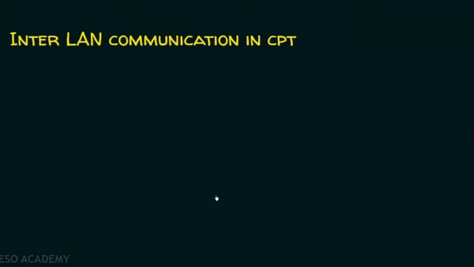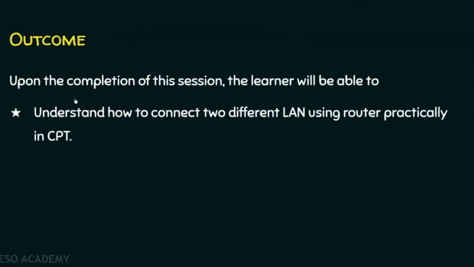Now you are clear with inter-LAN communication in Cisco Packet Tracer. And that's it, guys. I hope you now understand how to connect two different local area networks using a router practically in Cisco Packet Tracer.